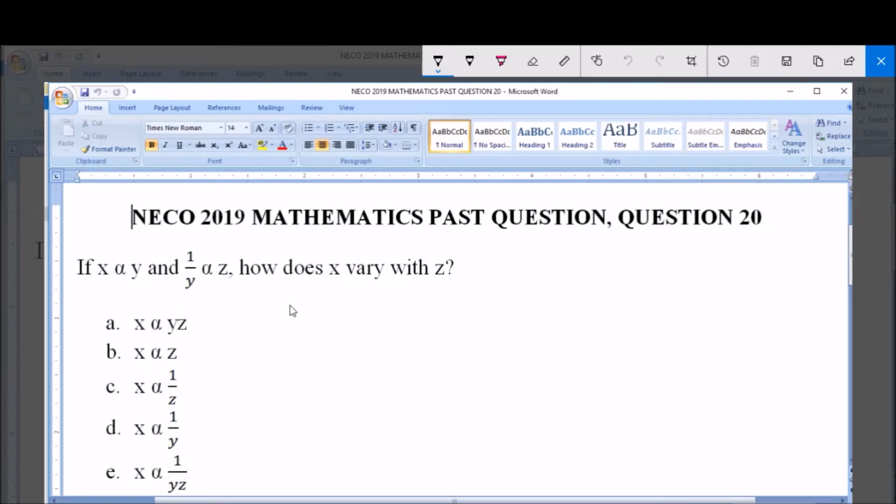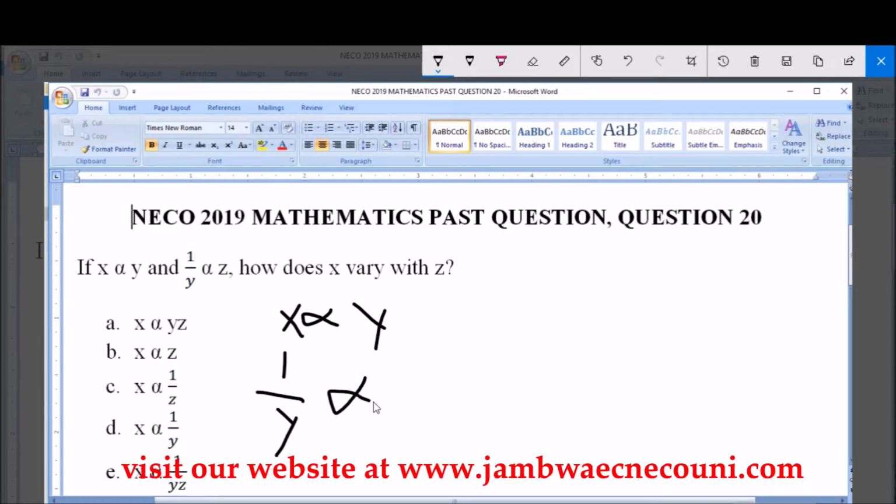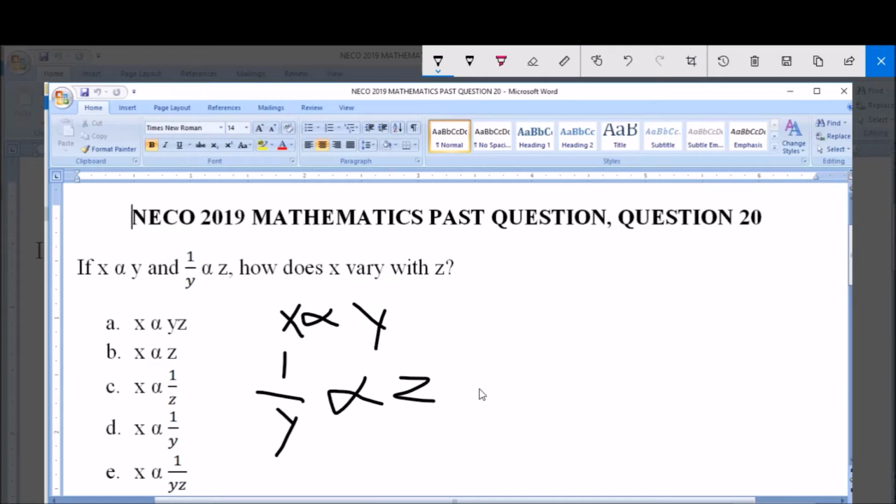So we are given that x varies directly as y, and that 1 over y varies directly as z. Now this statement simply means that z varies inversely as y. That's the implication of this statement here, that z varies inversely as y. Now we are told, how does x vary with z?